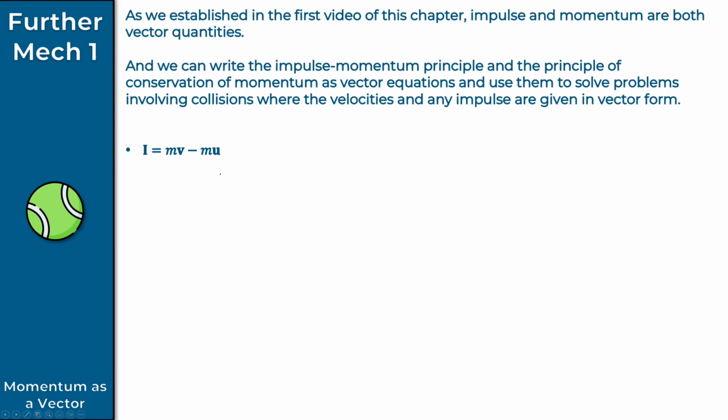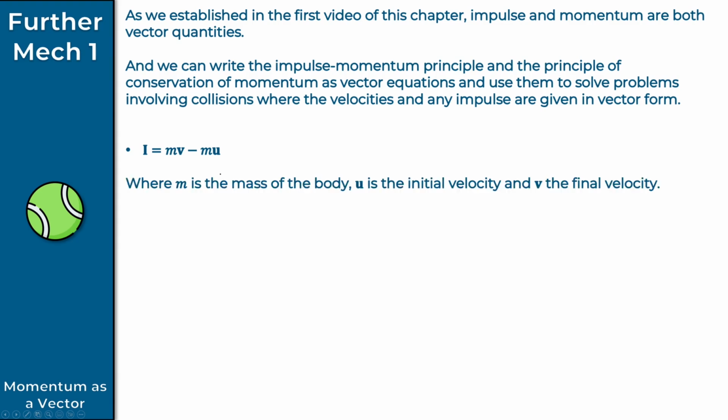times u. And that should look familiar, right? So m here is the mass of the body, u is the initial velocity, and v is the final velocity. Okay, where u and v here are given as vectors. And what we've also got here then is m1 times u1 plus m2 times u2 is equal to m1 times v1 plus m2 times v2.